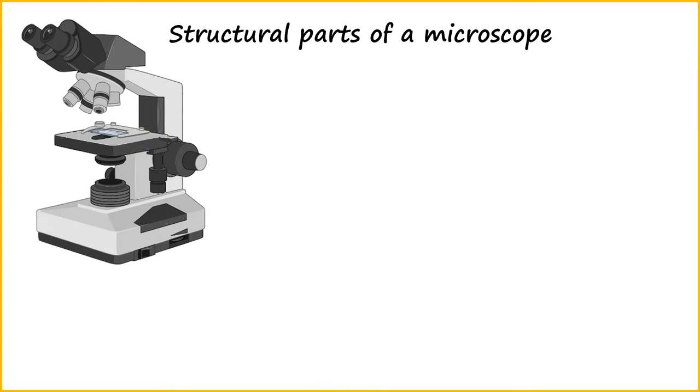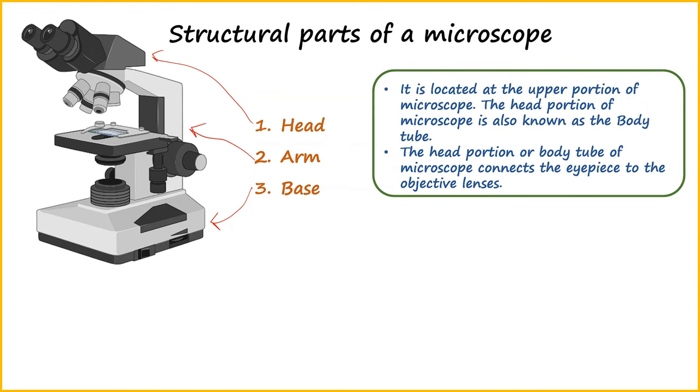Now come to the structural parts of a microscope. As we already discussed, there are three structural parts: head, arm and base. The head portion is located at the upper portion of the microscope. Here this portion, the head portion of the microscope, is also known as the body tube. The head portion or body tube of the microscope connects the eyepiece to the objective lens. This head portion connects this eyepiece. This portion is called the eyepiece, and this portion is called the objective lens. So the head portion basically connects these two lenses.